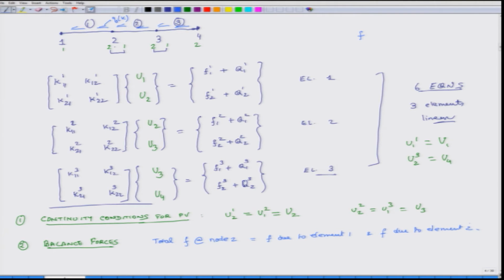This is again because node 2 is connected. If node 2 was not connected, if we had split, then this would not be the case, right? Then this would not be the case. If there was a crack, then this wouldn't be the case.